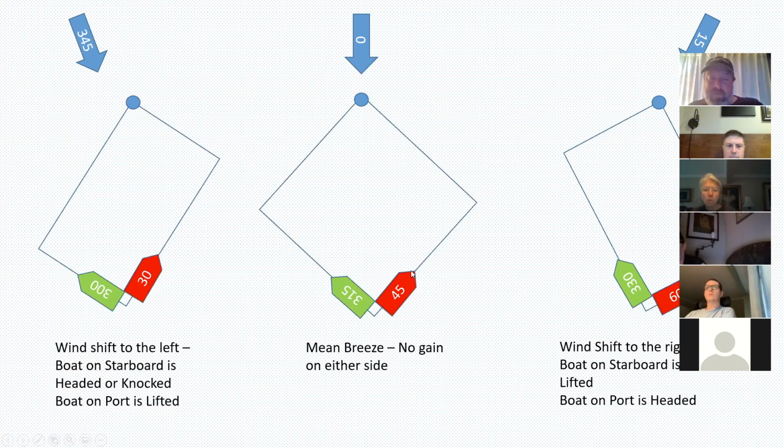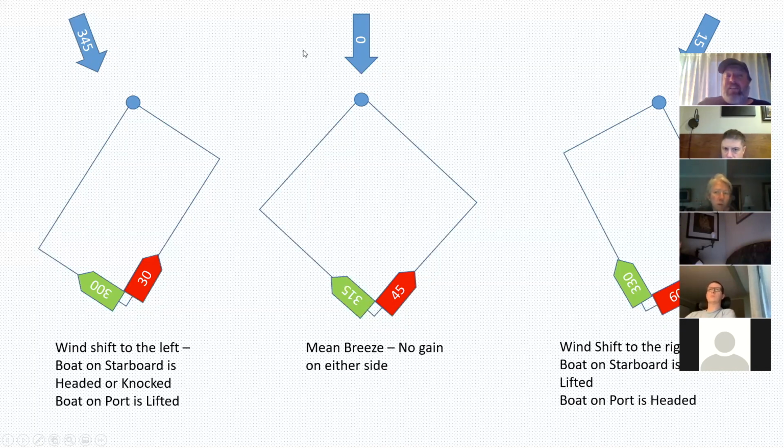The middle picture here, we're going to call the mean breeze. If things were balanced and this was our normal direction, our breeze direction would be zero. We'll say this is true north, so the breeze is blowing down the page. If you were sailing upwind, most boats sail at about a 45-degree angle to the breeze, so your boat on port would be heading about 45, and your boat on starboard would be heading about 315.